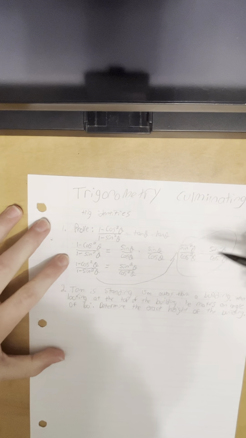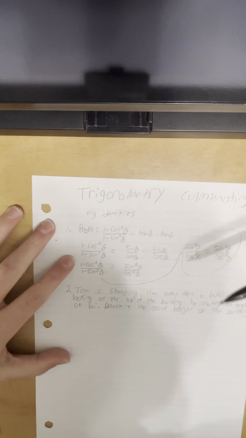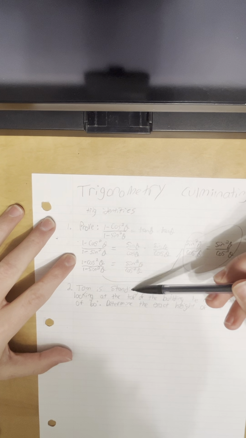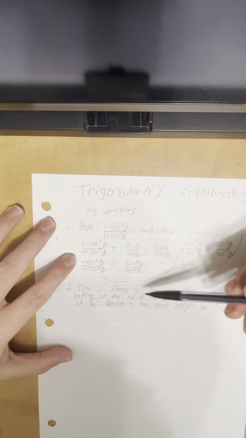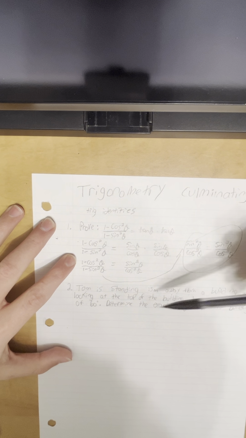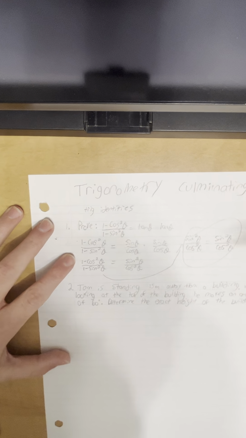Okay, the second question. This is a word problem question. Tom is standing 15 meters away from a building. When looking at the top of the building, he makes an angle of 60 degrees. Determine the exact height of the building.